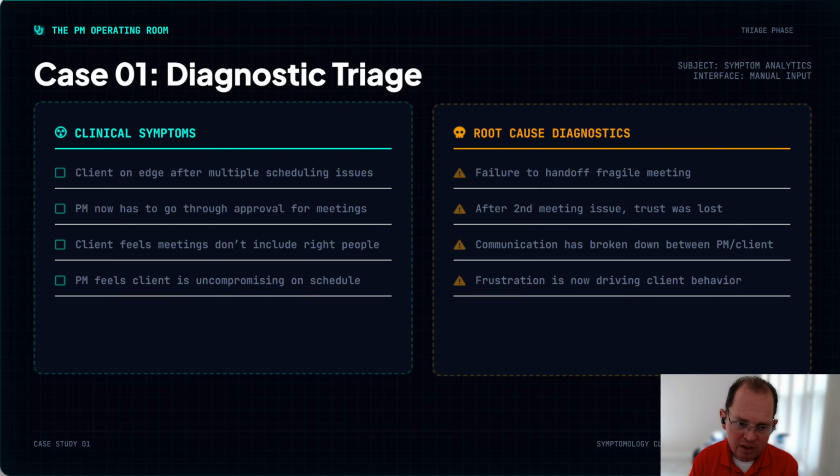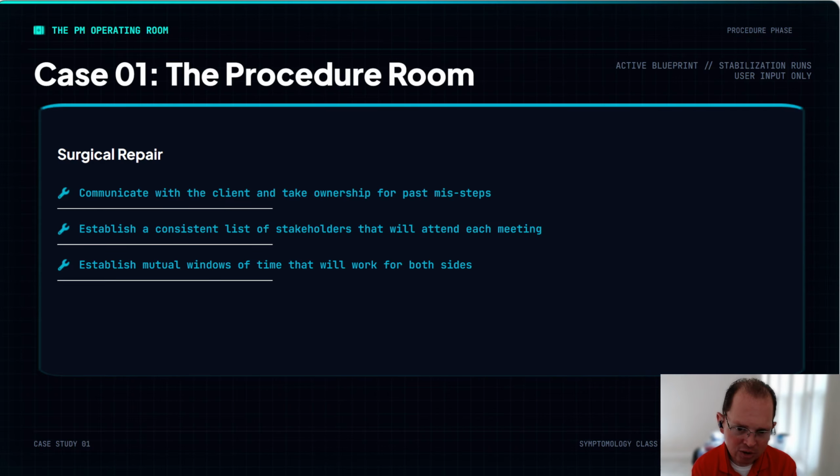All right, so how do we fix this? It's always easy to identify the problems. What are the solutions? So I think the first one here is maybe the easiest one to think of, which is this PM has to have a heart-to-heart with the client and take ownership for the past missteps. It just seems like there's so much frustration here, and so much of it has just continued to build, that there has to be a heart-to-heart.